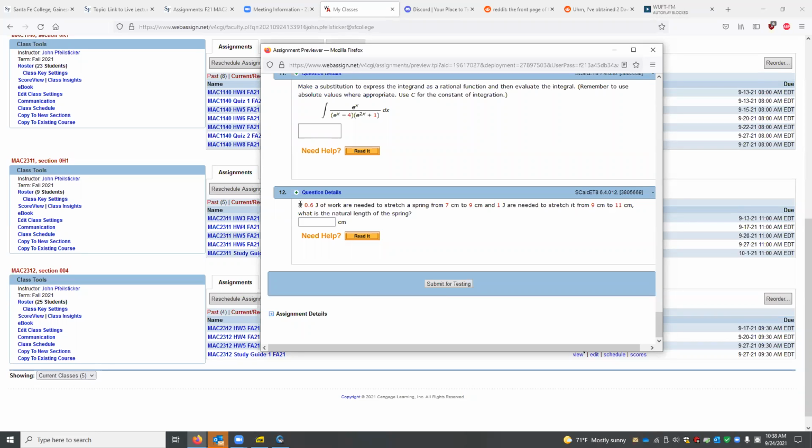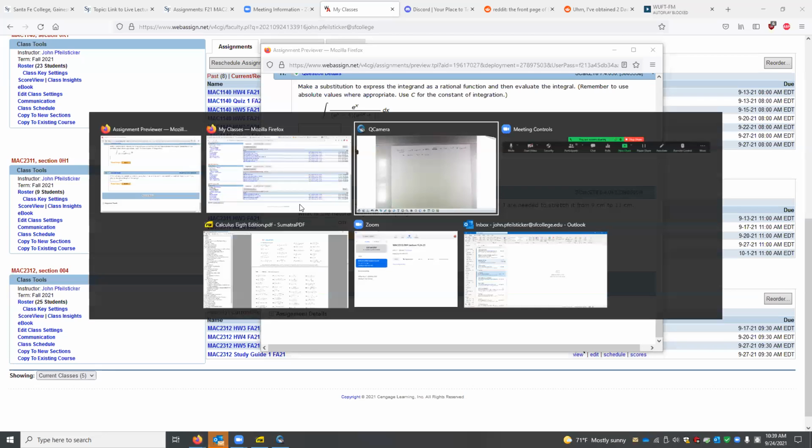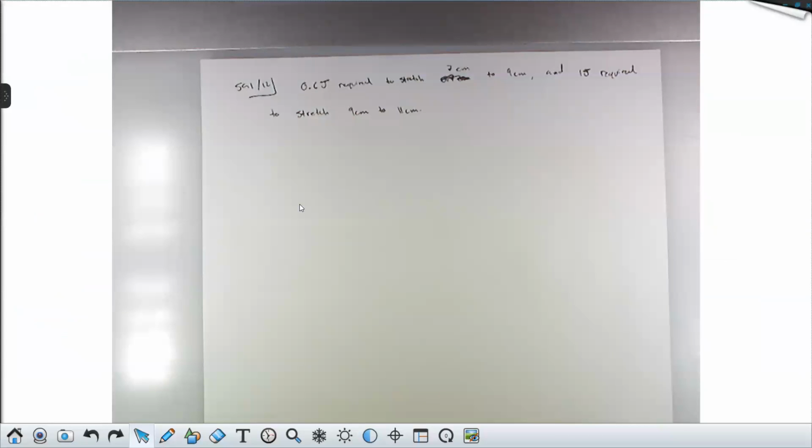So 7. And 1 joule. 5. Stretch from 9 cm to 11 cm. All right, so here's the problem as it's stated.